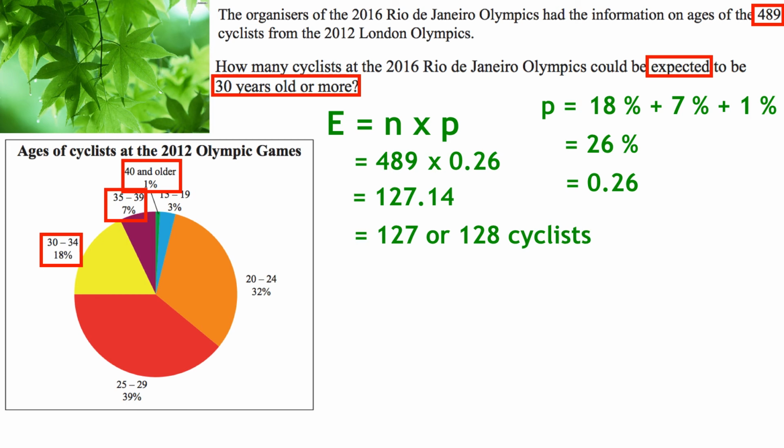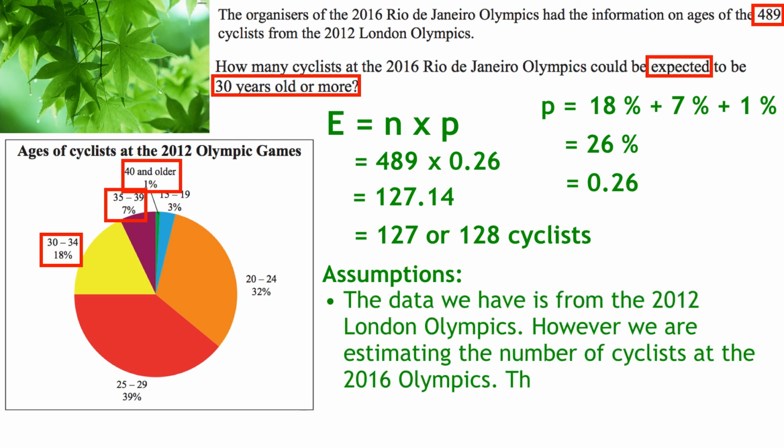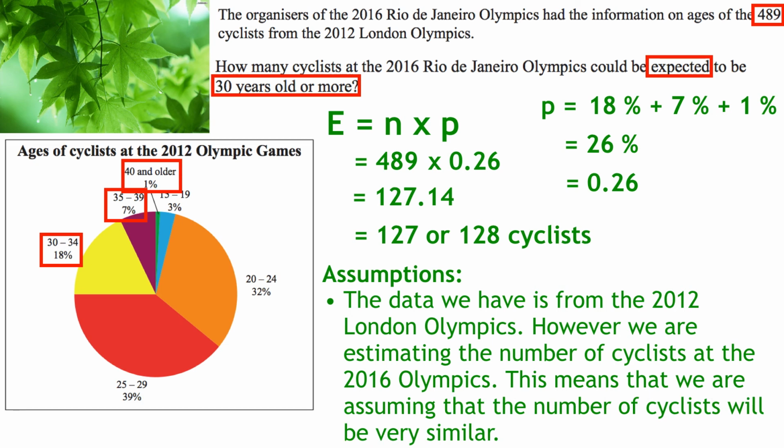So this is an assumption that we are making, and we just want to write a little sentence talking about this assumption. So I might say the data we've got is from 2012, but the number of cyclists that we're estimating is 2016. So we're going to assume that the number of cyclists will be similar. We're expecting that there is going to be around about 489 cyclists in the 2016 Olympics.